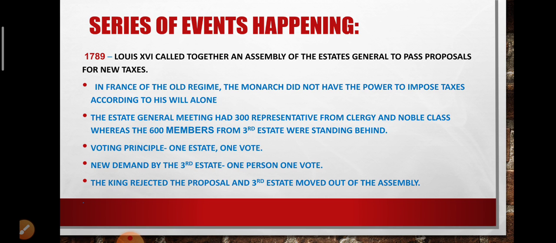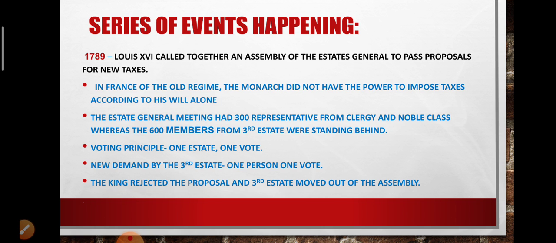Also, women and peasants who did not own property were not allowed entry into the Estates General. At that time, the voting principle was one vote from each estate. That means the clergy had one vote, the nobility also had one vote, and similarly the third estate, the working class, also had only one vote. Because of this voting principle, the third estate could never get a fair deal.